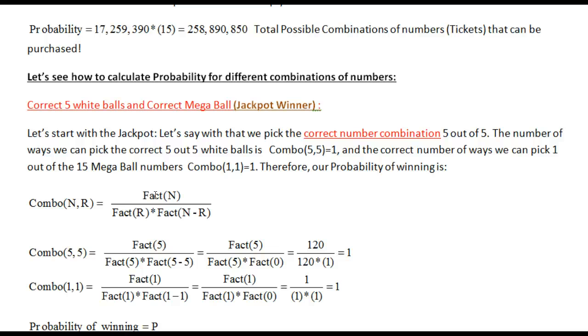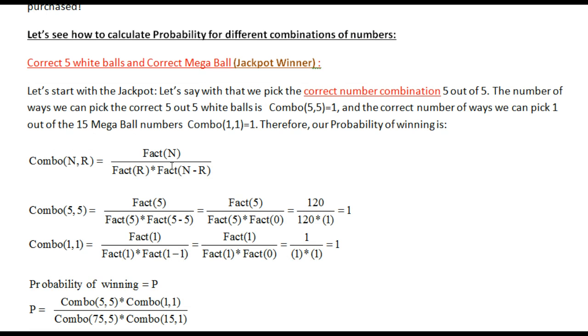Let's see how to calculate probabilities for different combinations of numbers. Okay, let's work with the jackpot. Let's say we pick the correct number combination 5 out of 5. We're going to buy a ticket, and our ticket is going to win. The number of ways we can pick the correct number 5 out of 5 is combo 5, comma 5, and that's equal to 1. And if you plug that into our equation, you'll see that it is equal to 1. And the correct number of ways we can pick 1 out of 15 megaball numbers is combo 1, comma 1, which is 1. Therefore, our probability of winning is, and I'm going to calculate it here, combo N, comma R in our trusty equation.